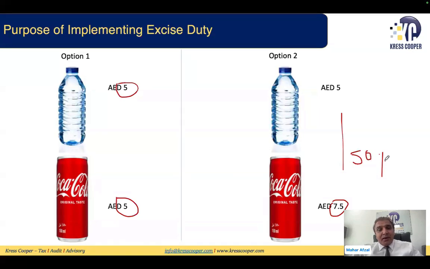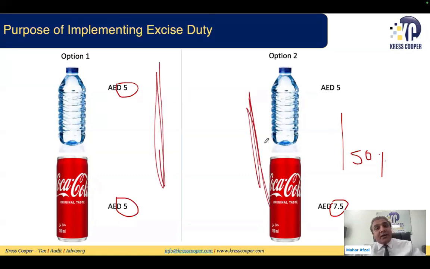When the government has applied a 50% tax on Coca-Cola, the government has indirectly changed the consumption pattern of the buyers. Initially, buyers were indifferent in option one. Here they were indifferent; here they are not indifferent. Now they are considering the financial factor as well. First of all, the government has changed the behavior and consumption pattern of the users.